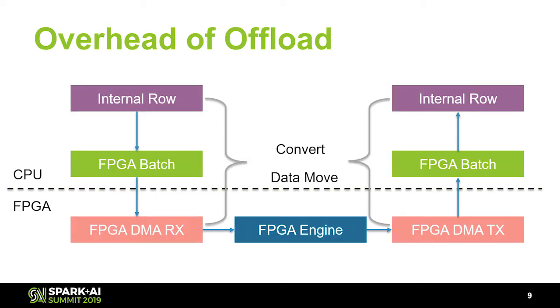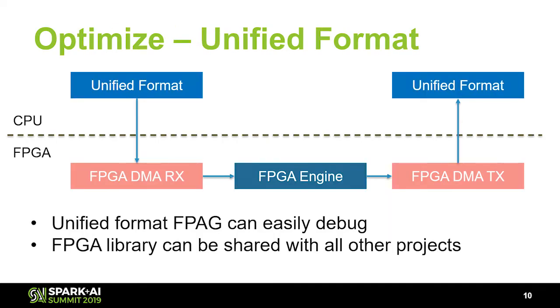When we look at the offload, we have several overheads here. Firstly, we need to convert from the internal row to the FPGA batch. Secondly, we need to do the data movement. So when we optimize the offloading, we need to start from here. One way is to use a unified data format between the FPGA and Spark. If we use a unified data format in Spark and FPGA, then we don't need the data conversion. We can send the data directly to the FPGA, the FPGA starts working on it and gets a result, and then we copy it back to the CPU.